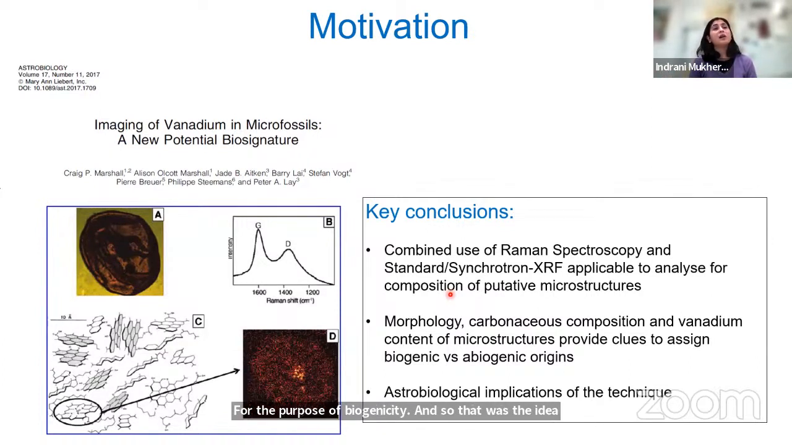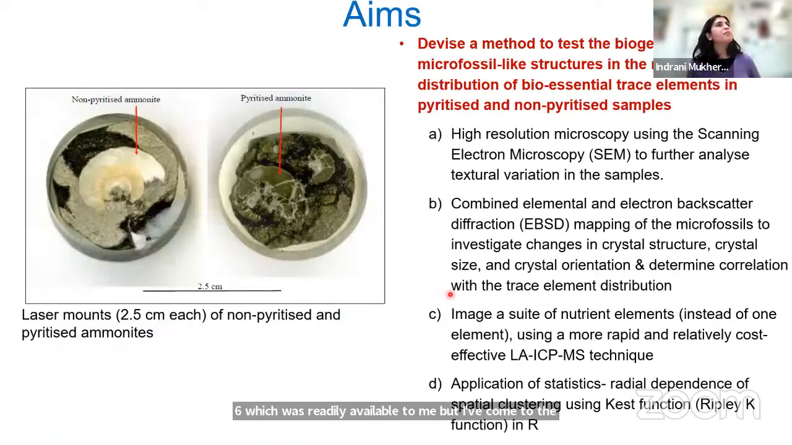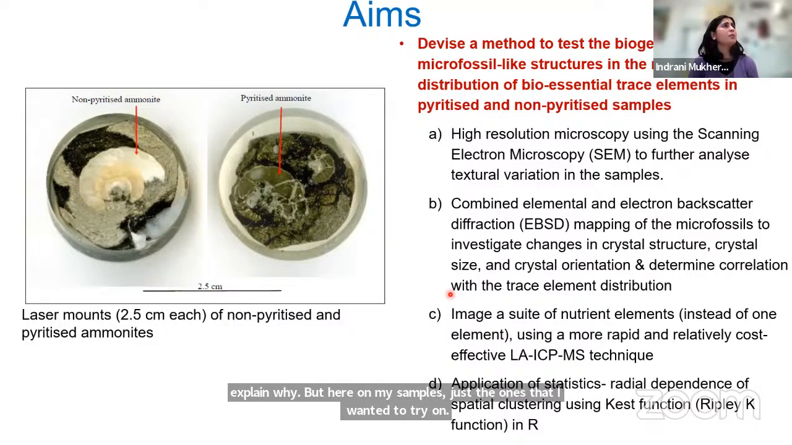And funnily enough, I remember applying for a small grant at the university and saying, instead of using the synchrotron, I would like to use a more readily available technique, which is laser ICP-MS, which was readily available to me. But I've come to the conclusion that I have to use the synchrotron now. I'll explain why. But here are my samples, just the ones that I wanted to try on. So we've got some non-pyritized as well as pyritized ammonites.